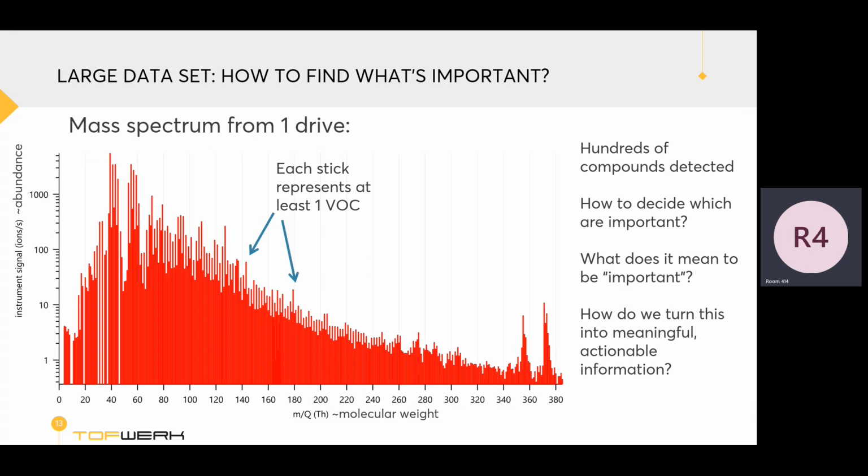A one second measurement looks like this. Each one of these red sticks is a molecule present in the air. And this plot is essentially abundance versus molecular weight. So with a data set like this, there's hundreds of compounds that are detected simultaneously. And the problem is how to decide which of these are important and how we actually turn this very complicated piece of data into actionable form.